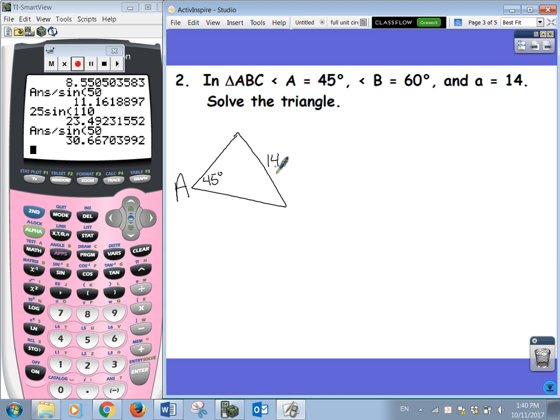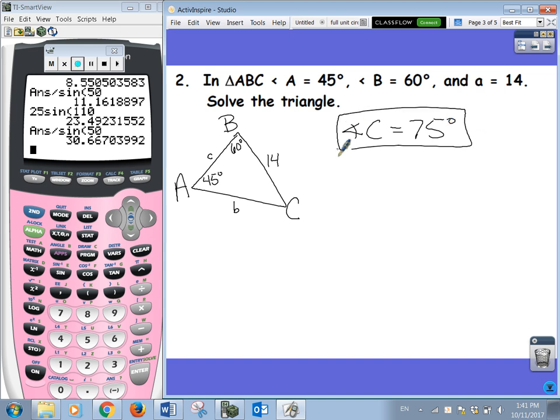Then I can pick whichever one I want to be B. Be sure you label it appropriately. Side across is side B. And then here's C, so side across is side C. So again, add those two numbers up, subtract from 180. That will get you angle C is 75 degrees. So there's the first thing.